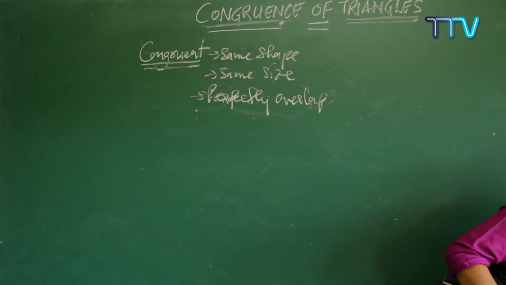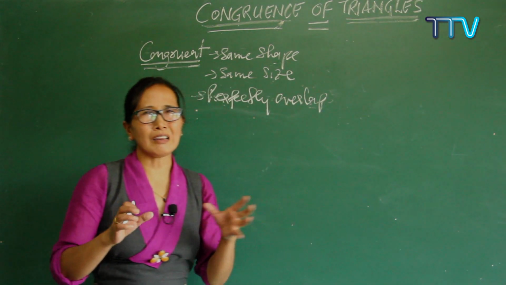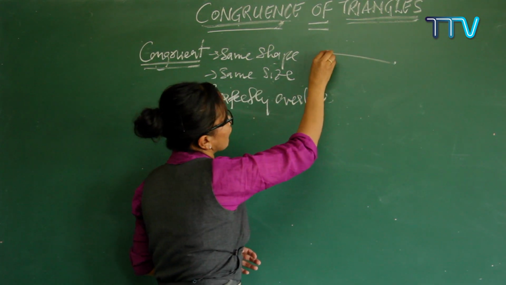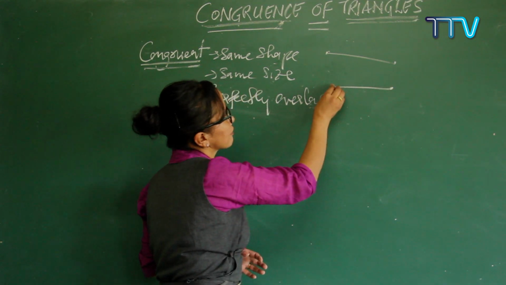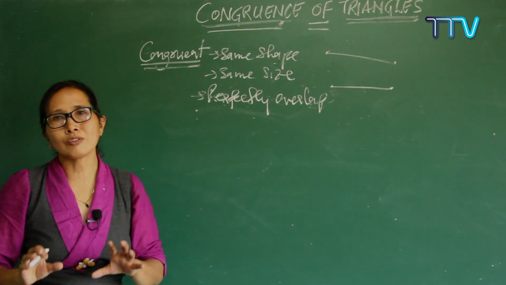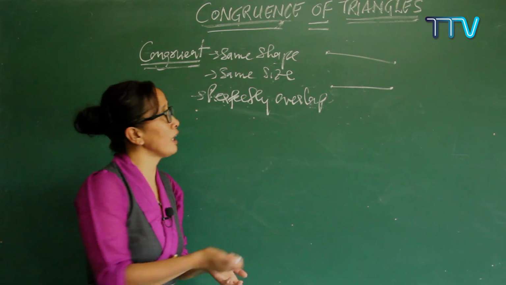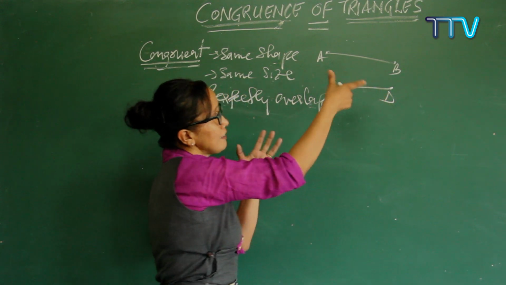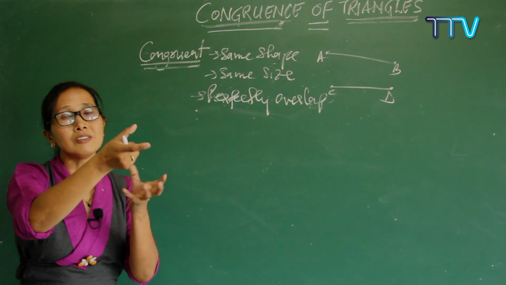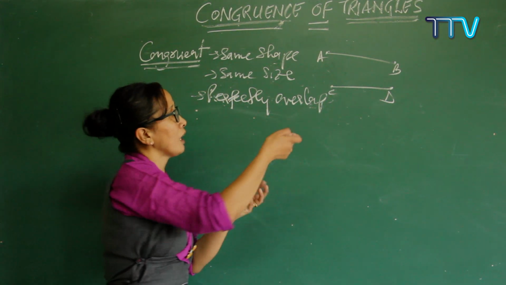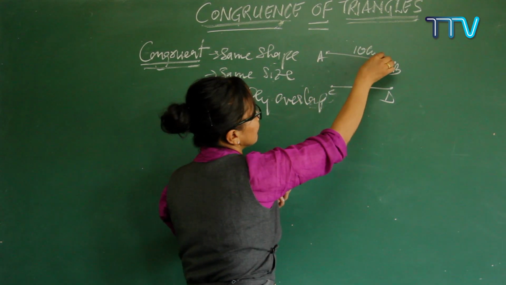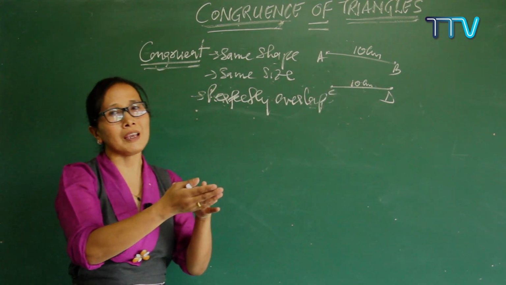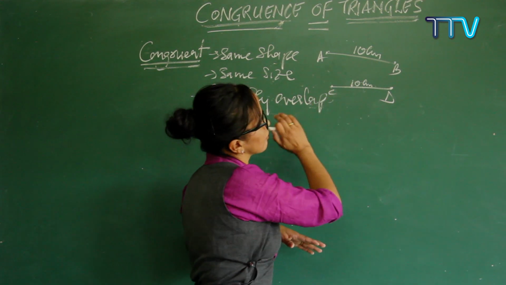So yes, and now see here, we can get lots of examples. If you have two line segments, they are congruent to each other only when the measures are the same. Let me write it here: line segments AB and CD are congruent to each other when the lengths are the same. If the lengths are the same, then only you can say that AB is congruent to CD, 10 centimeter, 10 centimeter.